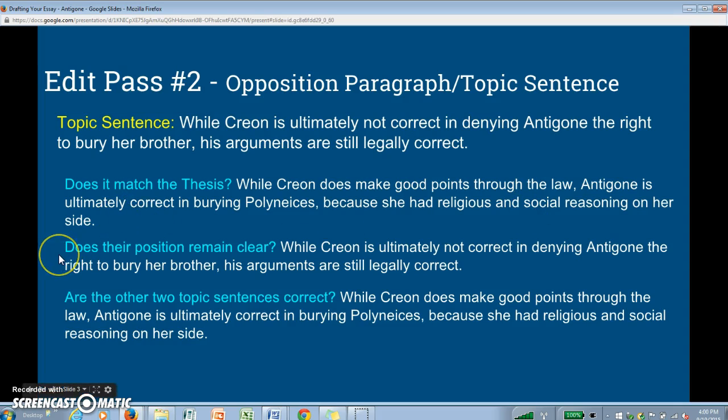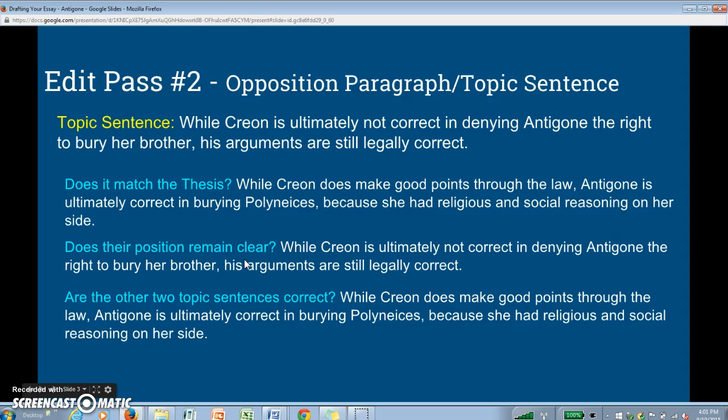Next, does my position remain clear in my topic sentence? Yes, because I say, while Creon is not ultimately correct in denying Antigone the right to bury her brother, I'm not saying that Creon is right, because that's not what I believe. I believe Antigone is right. But I am being reasonable by saying that Creon makes some good points. So my position remains clear.